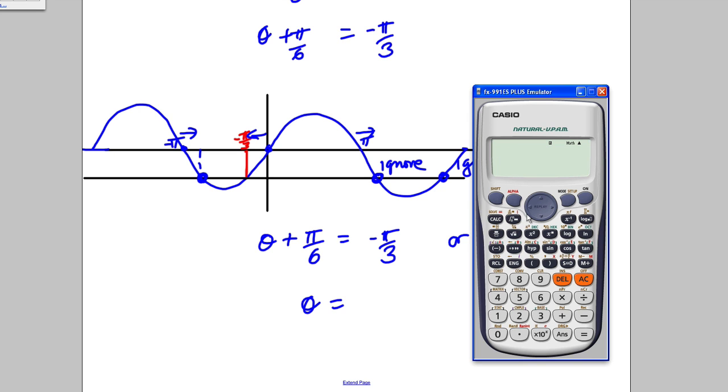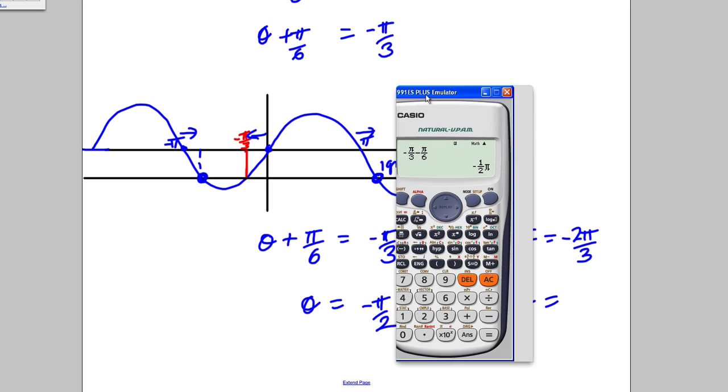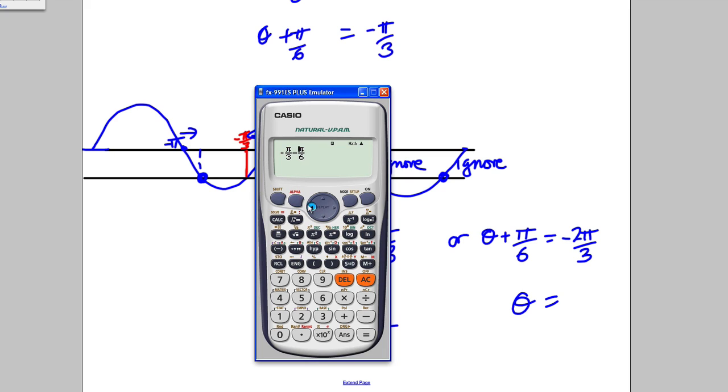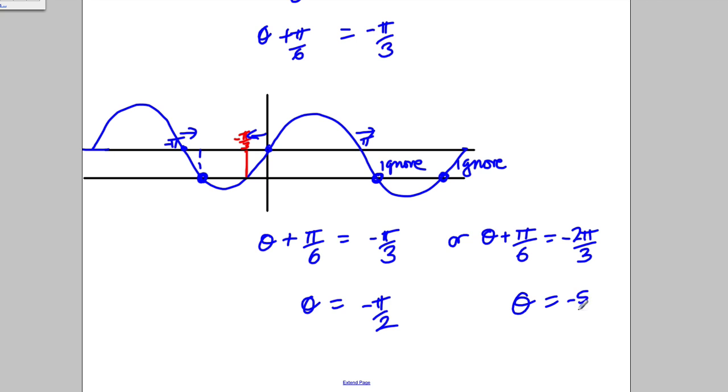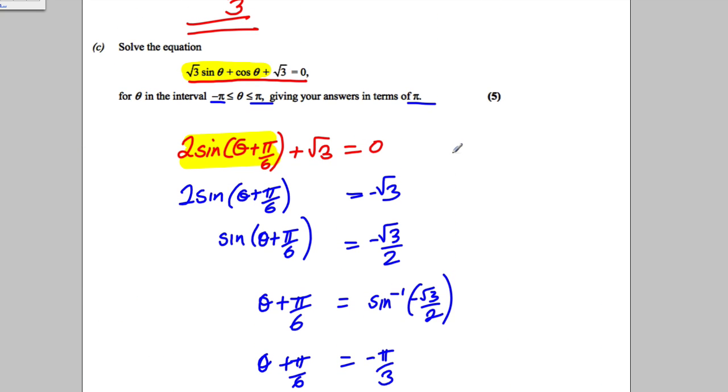So we can just say negative pi by 3 subtract pi over 6, and that's negative pi by 2, so negative pi by 2, and this one here is going to be negative 2 pi by 3, so I could just change that over here to a 2, and then we're going to take away pi by 6, which is negative 5 pi by 6, negative 5 pi by 6. And there are two answers in the range in terms of pi.